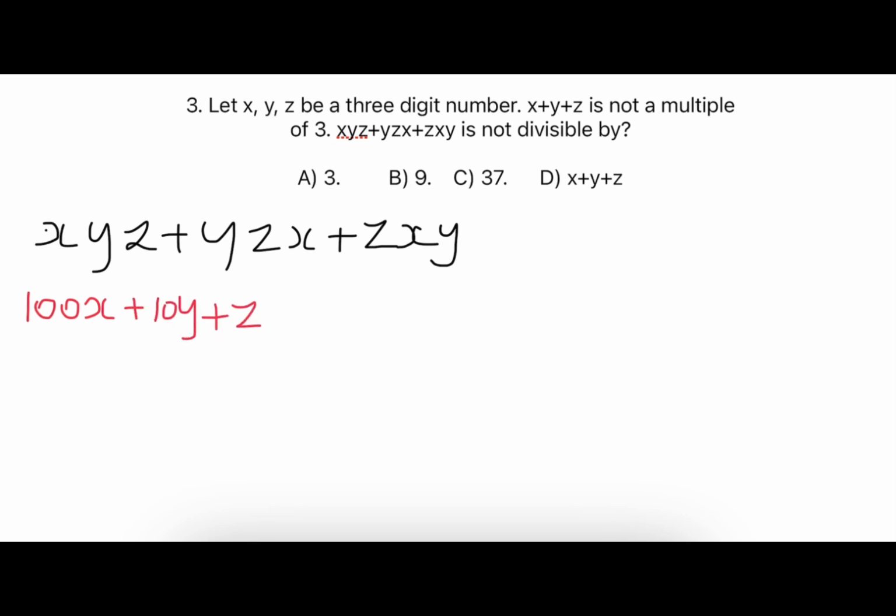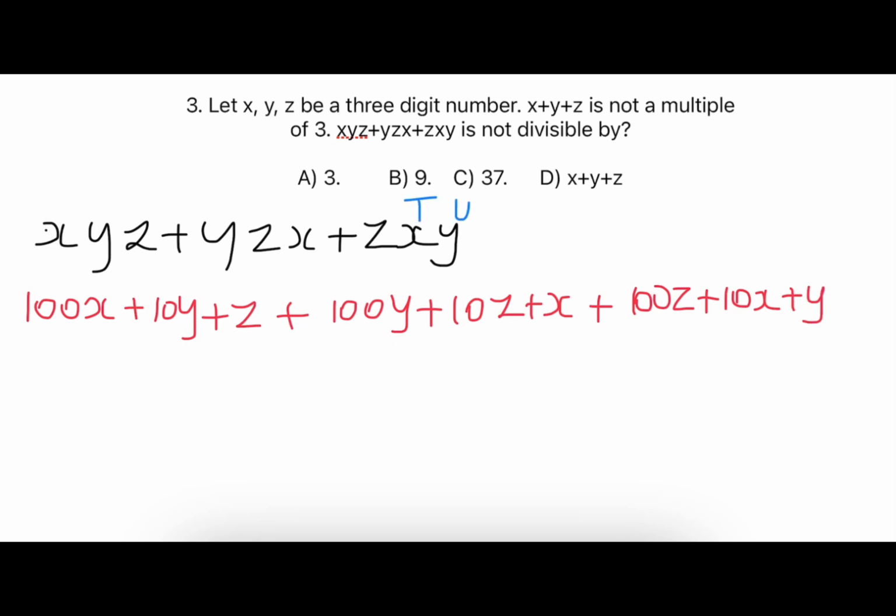So when it comes to yzx, what is it? It is 100y plus 10z plus x. Similarly, this is 100z plus 10x plus y. I hope you know why I am writing like this. It is with respect to the value: units place, tens place and 100 place. Same thing is applicable to the remaining two numbers as well. So we can simplify this further because there is 100 common, right? So what I can do is 100 into x plus y plus z.